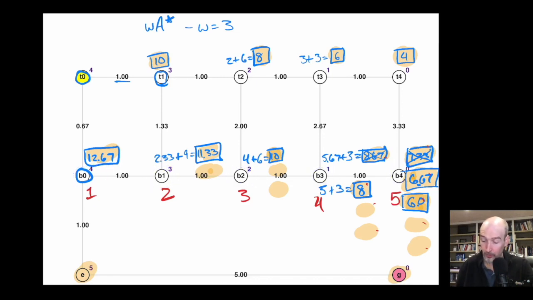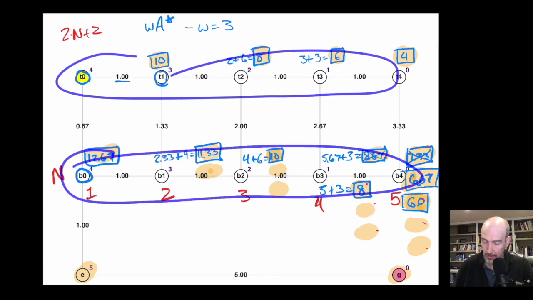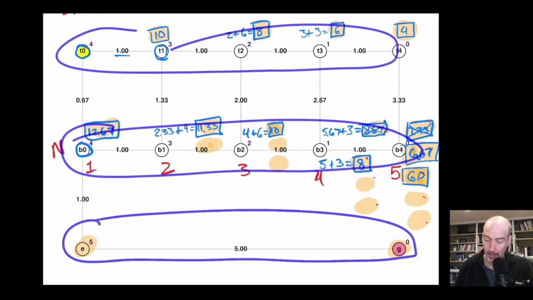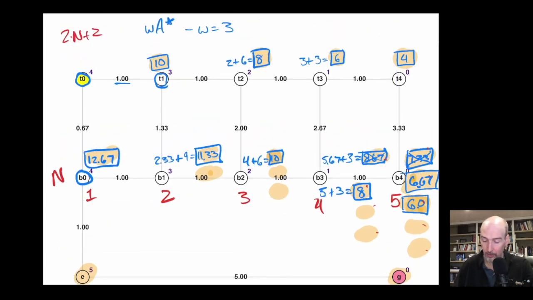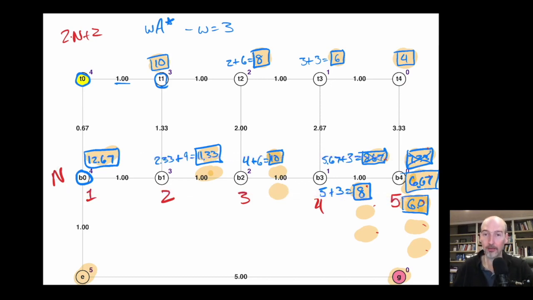And what we see here is that the number of nodes, we have 1, 2, 3, 4, 5 nodes. The total number of nodes in the graph, if we call that n, is 2 times n plus 2, because we have n nodes here, we have n nodes here, and then we have 2 nodes here. And so we can scale this problem by increasing n, the number of nodes at this level, 5, 6, 7, 8, 9, 10, and we can get the exact same behavior.